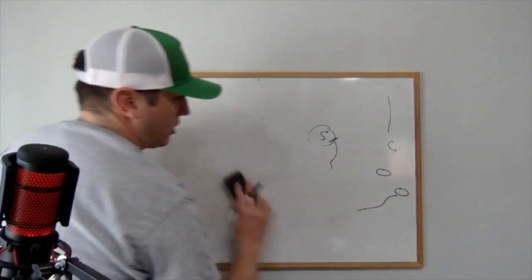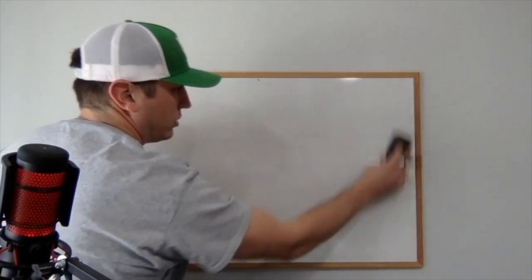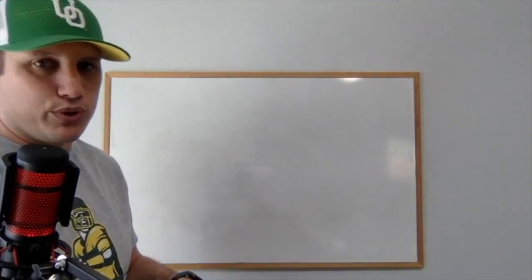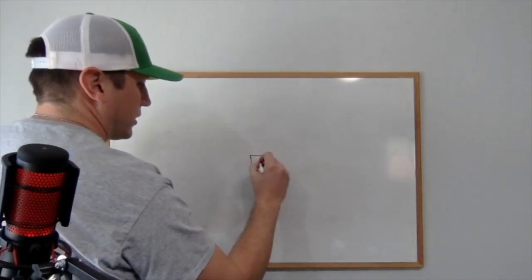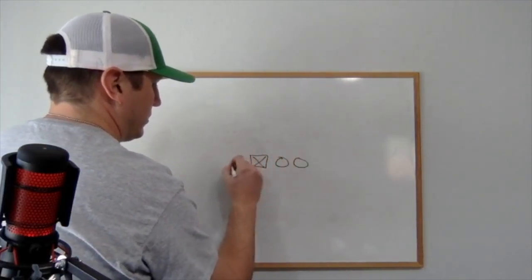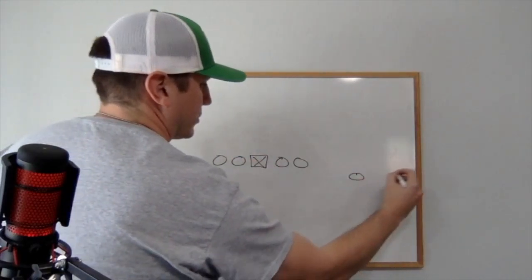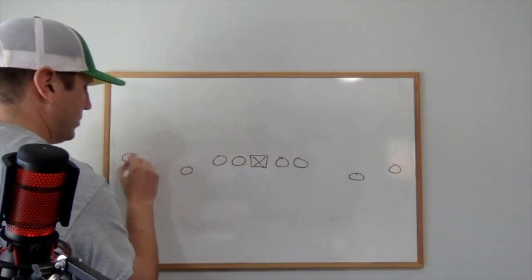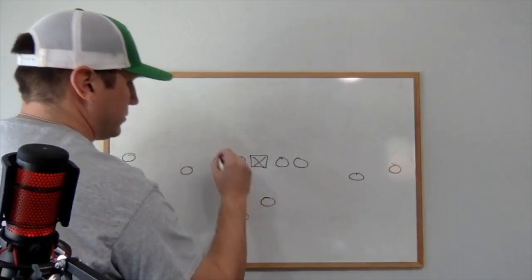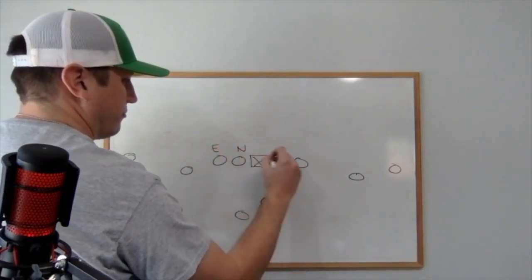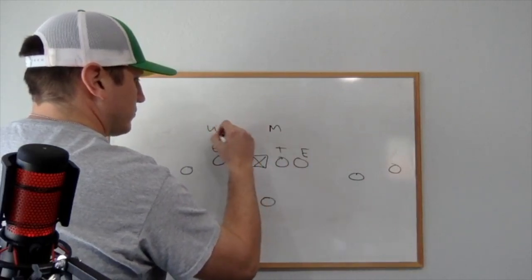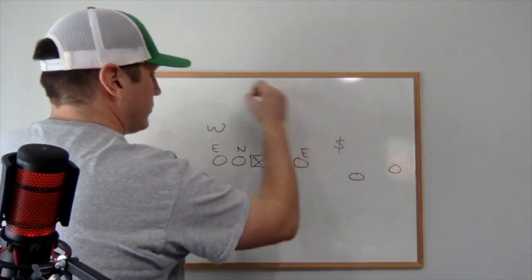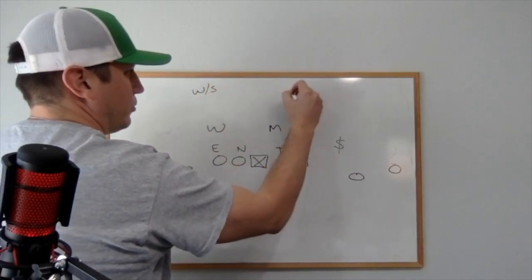So now I'll look at showing you what I like to do with these pre-snap RPOs, and I'll just start in a basic 2x2 look. And we'll just stick to our 10 personnel. And we'll keep that same front.